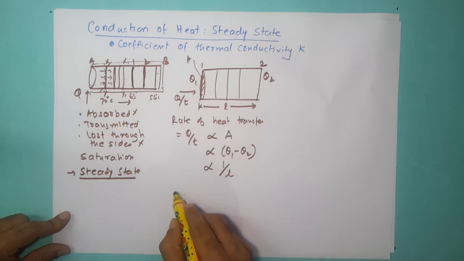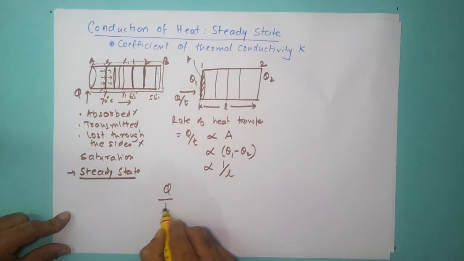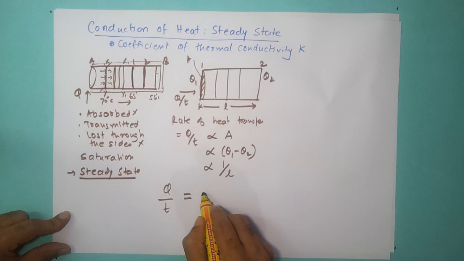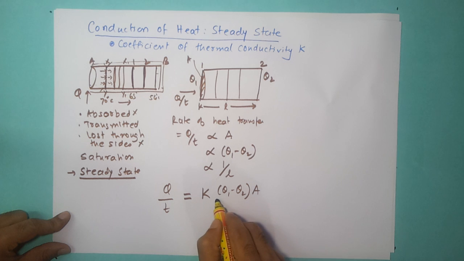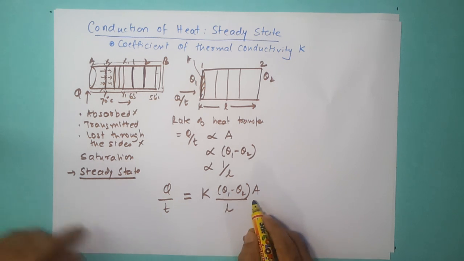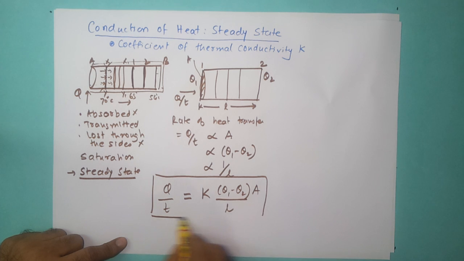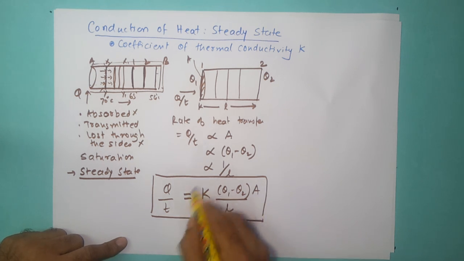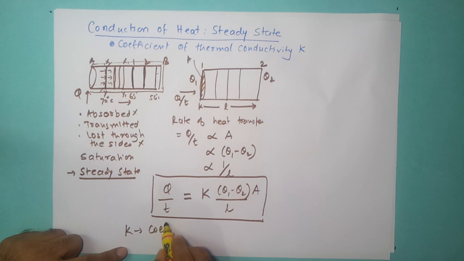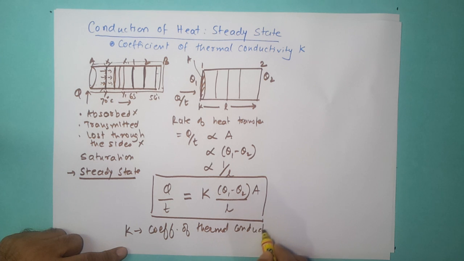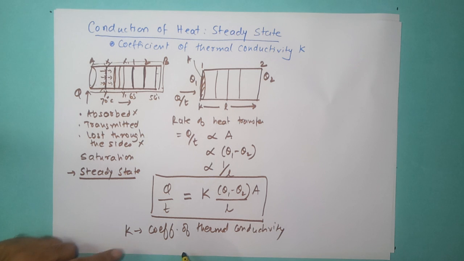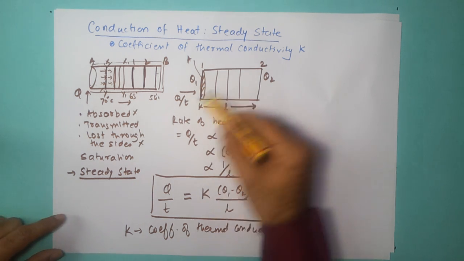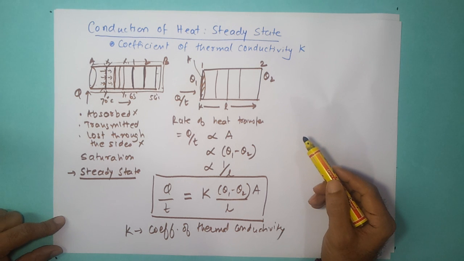And therefore, if I put this in terms of an equation, I will get Q by T is equal to some constant K into (θ1 minus θ2) A upon L. So this is the equation that we get for the rate of heat transfer Q by T, where this constant K is known as the coefficient of thermal conductivity. And this depends upon the material. Different materials have different thermal conductivity. Larger the value of K, that means this particular rod is more conducting in nature.